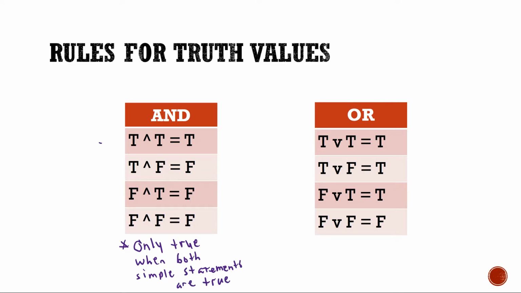Which is the scenario that we see right here. Okay, we have true and true. That's true. That's the only time that an and statement is true, because and implies both. So in order for a statement to be true, you have to have both of your simple statements being true.